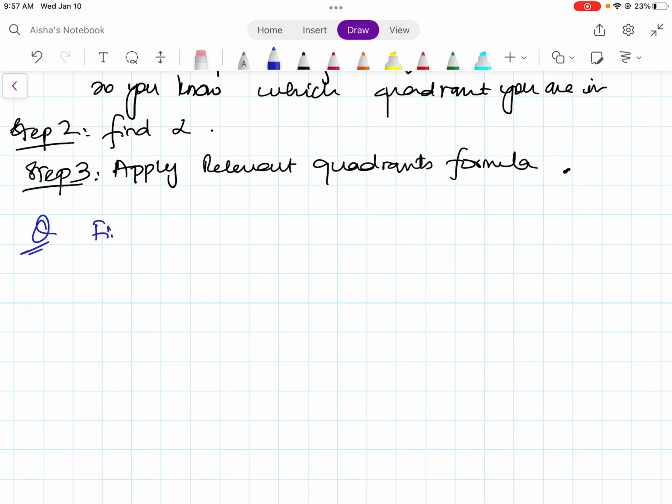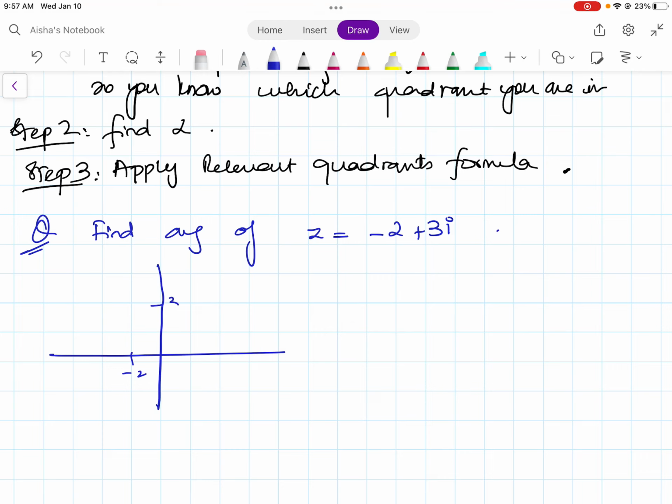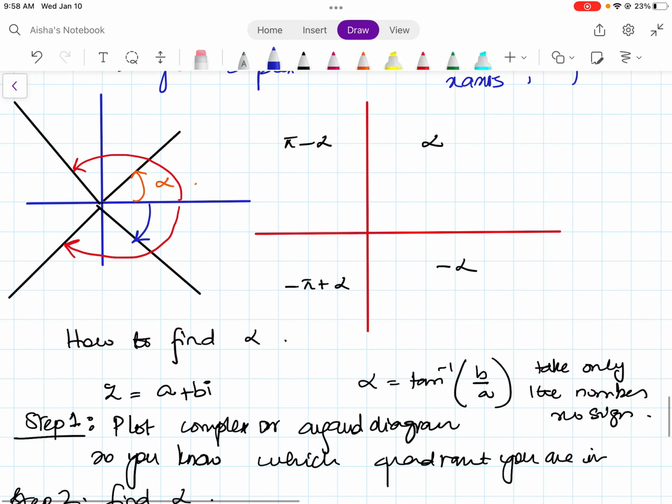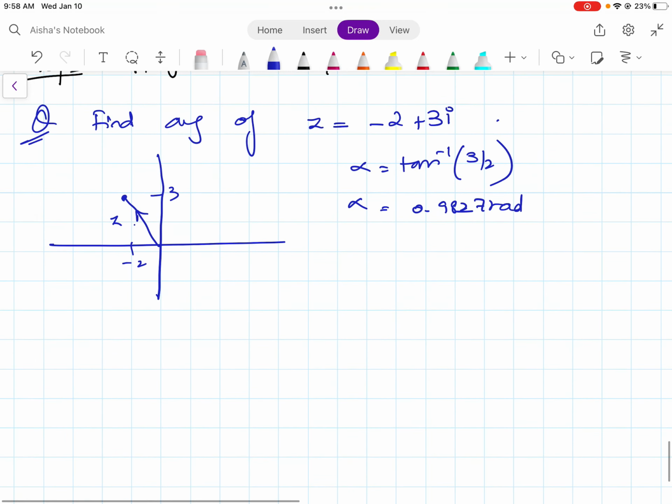Find the argument of z, which is minus 2 plus 3 iota. Now if you know minus 2 is here and 3 is here, this is where the complex number is. So first thing is alpha, tan inverse 3 upon 2. That gives you 0.9827. This is in radians, okay? This is alpha. Now the second quadrant formula is pi minus alpha. Subtract this from pi.